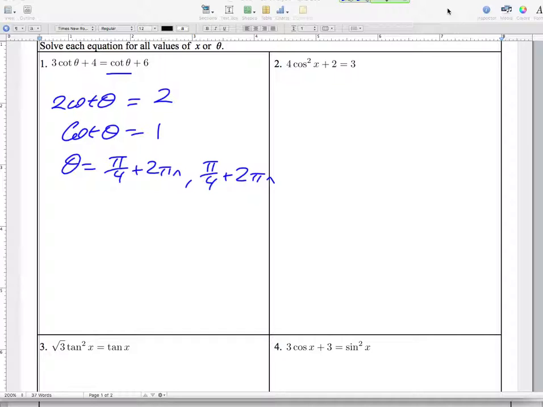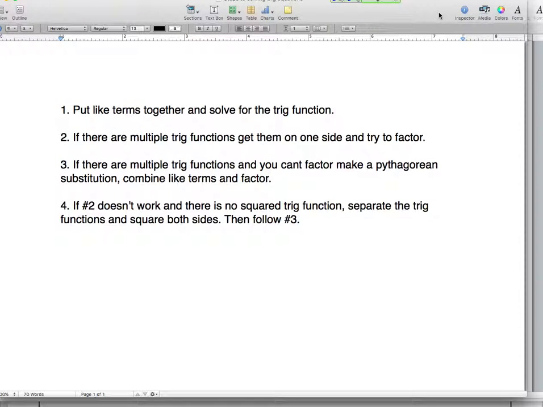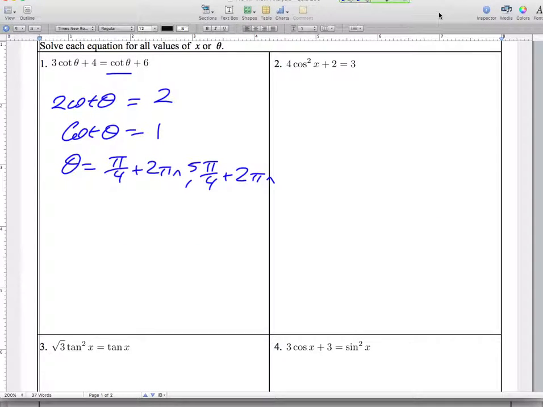So that means my signs have to be the same in order to be positive, which happens in quadrant 1 and quadrant 3. So in quadrant 3, the angle would be 5 pi over 4. So pi over 4 plus 2 pi n and 5 pi over 4 plus 2 pi n. Okay? So that falls under number 1. We put the like terms together and solve for the trig function. Next one.